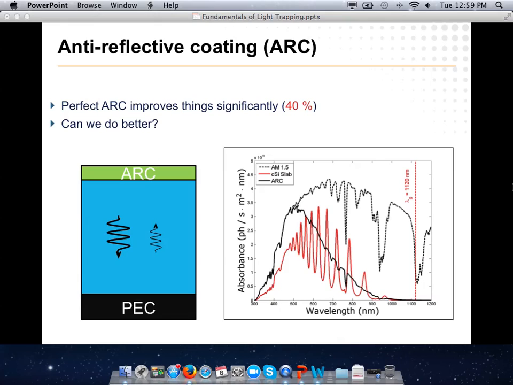So the first step, you might say, okay, let's put an anti-reflective coating on it. And this is very common in solar cells. So there's no initial reflection, just the photon comes down, it'll pass through, get absorbed a little bit, bounce off the bottom, get absorbed a little more, and then leave through the top. And when you do that calculation, we get this little solid black line here.